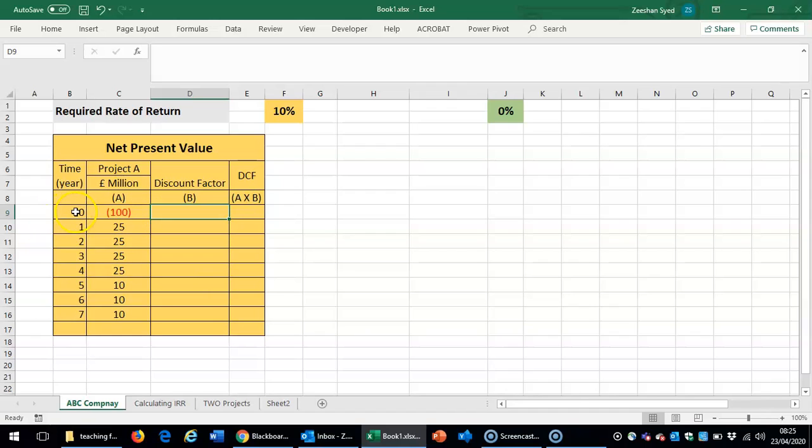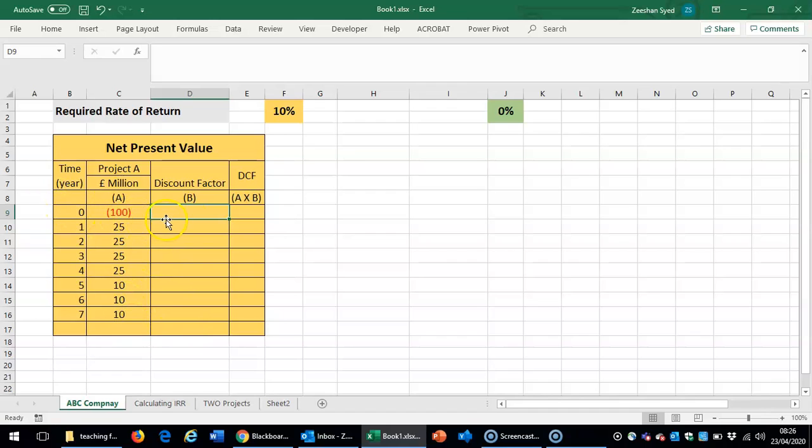So this is a project which has on time zero a £100 million investment requirement. So you have to invest £100 million. So it's a negative sum. It is an outflow. So this £100 million is minus, remember that. Then from year 1 to year 7 you will get inflows such as these positive figures: 25 million, 25, 25, 25, 10, 10, 10.